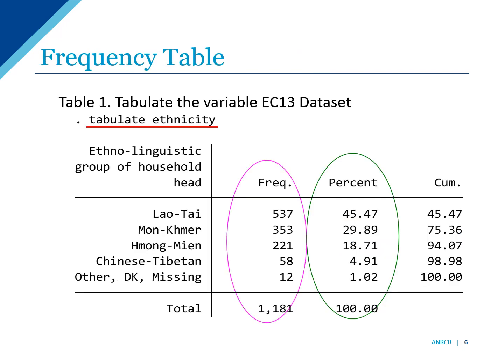As a review, here is an example of a frequency table of reported ethno-linguistic group of household head. It shows the categories of the categorical variable in the first column, the frequency of each category in the second column with the pink circle, the relative frequency or percent in the third column with the green circle, and the cumulative relative frequency in the last column. The cumulative relative frequency is the sum of proportions of the current and previous categories in the table, and hence always equals 100% for the last category. By now, you should know that to create this table, you can simply type the command tabulate and the variable of interest, here ethnicity.